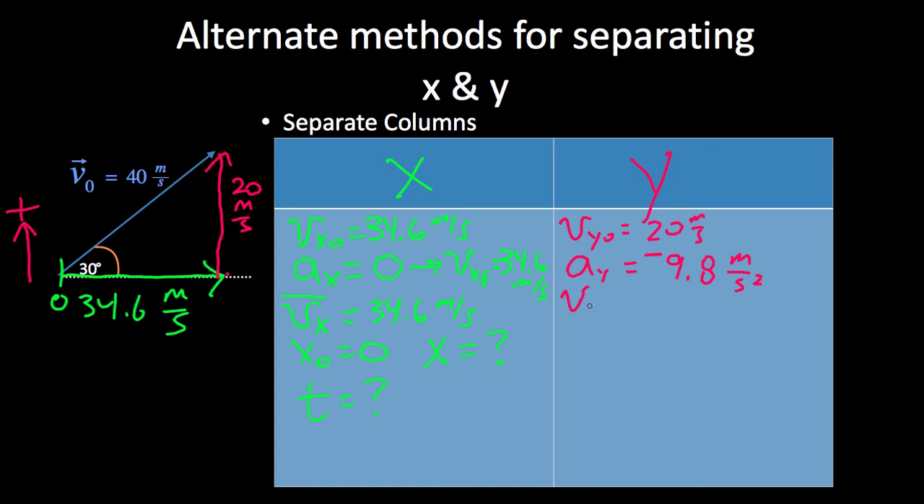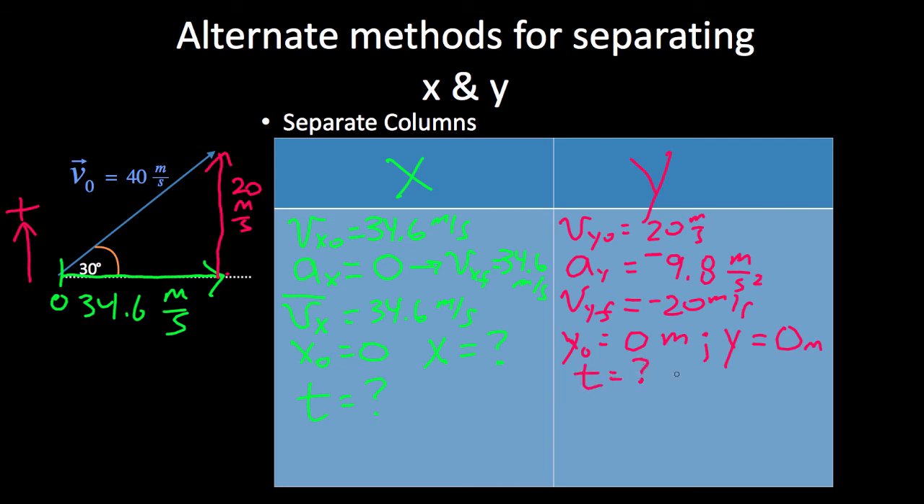My Vy final, if it ends up at the same height it started at, then my Vy final is going to be the opposite of that, negative 20 meters per second. You can say that y initial is 0. We can just say it's starting at 0 height, starting on the ground right over here, 0 meters. Also, if it's a symmetrical situation, we might also be able to say that y final is 0 meters. So now the question would be, what would time be?